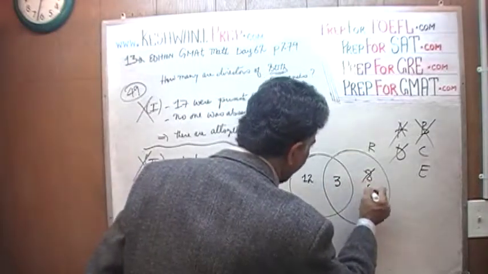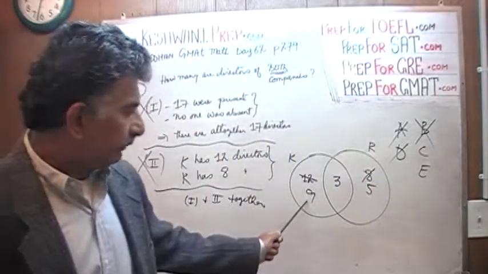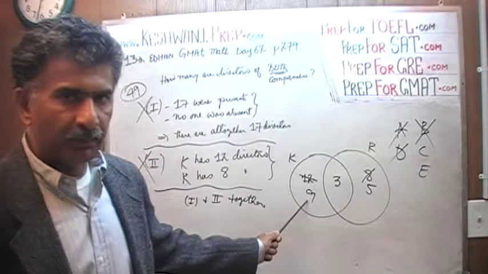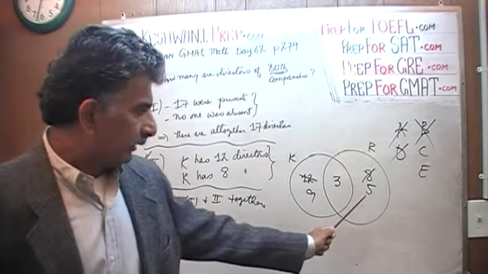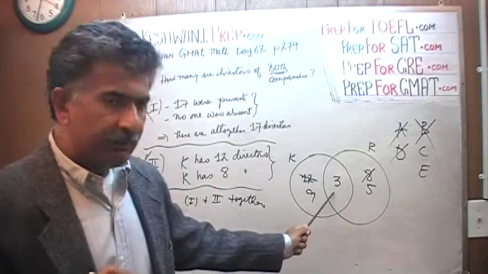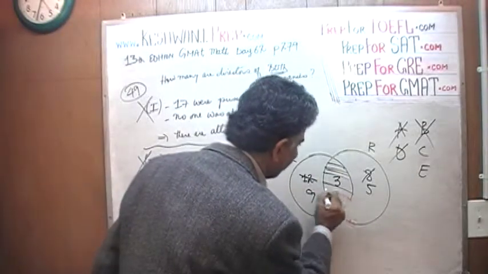This 8 becomes 5 and this 12 becomes 9. In other words, there are 9 people who are directors of only company K. There are 5 people who are directors of only company R. And there are 3 people who represent both companies. That's your overlapping area. That's your intersection.